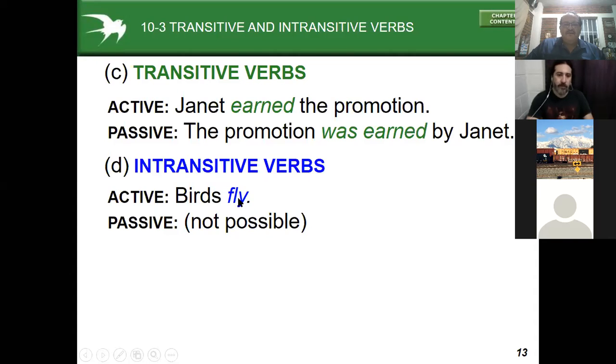Okay, you cannot say here, for example, there is no object. The birds fly and that's it. It's an action they do. Then this is an intransitive verb in this case.